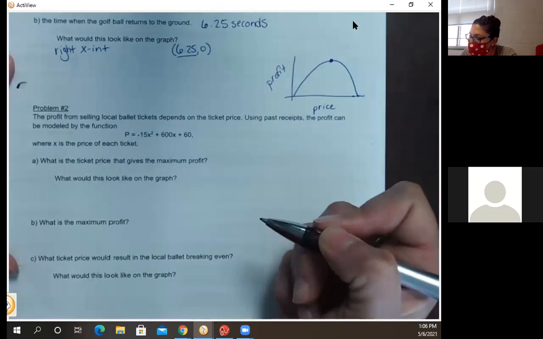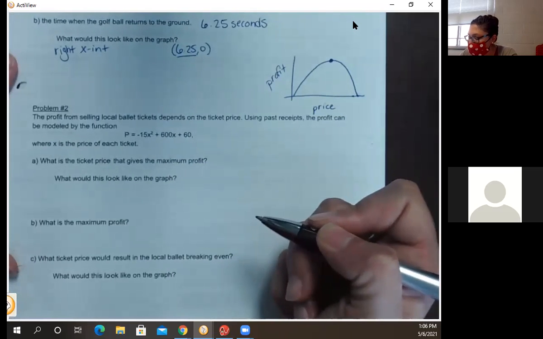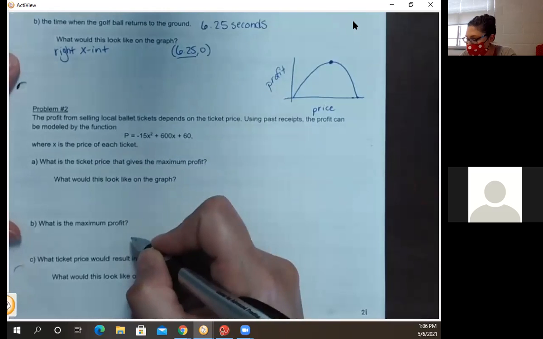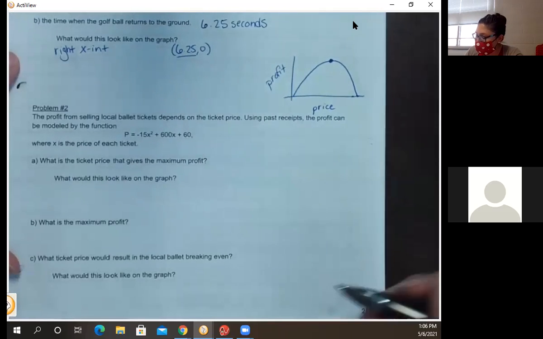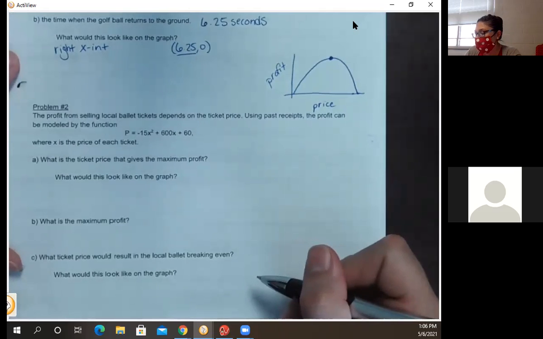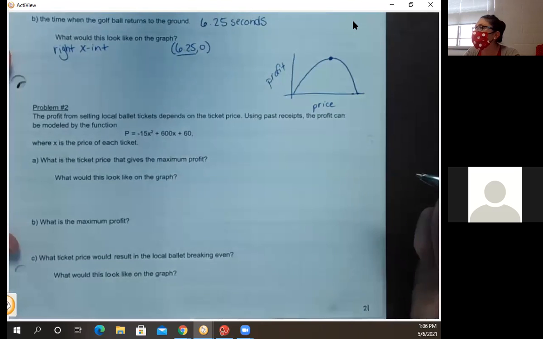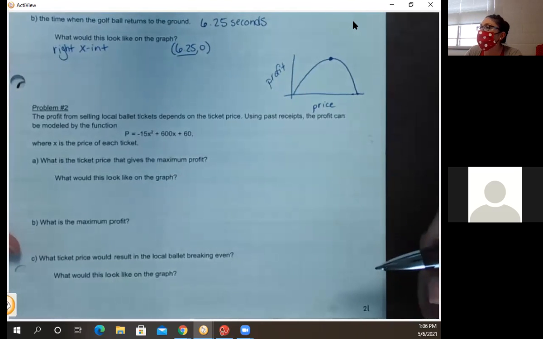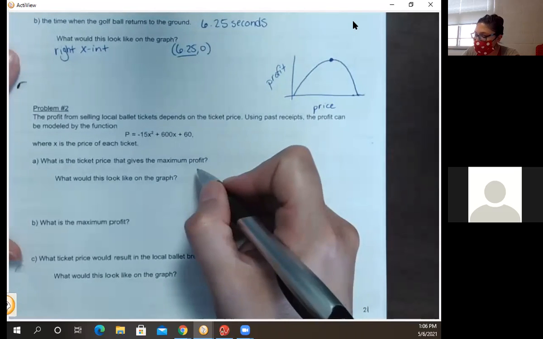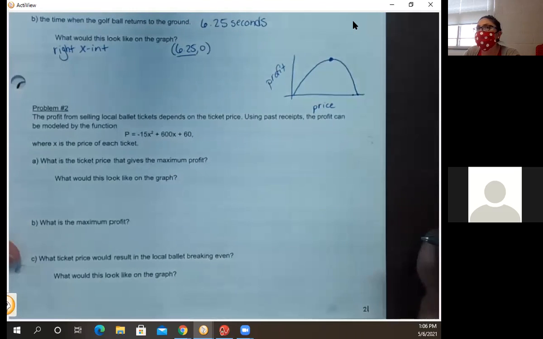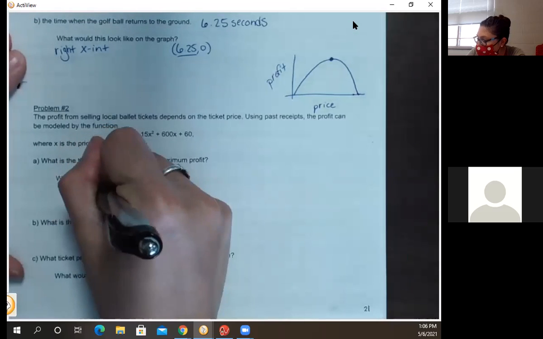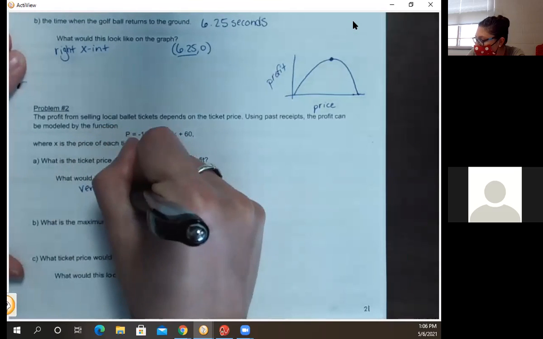So we want to know, what's the ticket price that gives us maximum profit? And then what is that maximum profit? And then what ticket price would result in the local ballet breaking even? So we're going to graph our function. But before we do, again, I want to stop and talk about what I am going to look for on that graph. So that ticket price that's going to give me that maximum profit, what key feature will I look for on the graph? The vertex, yeah, the vertex or the maximum.